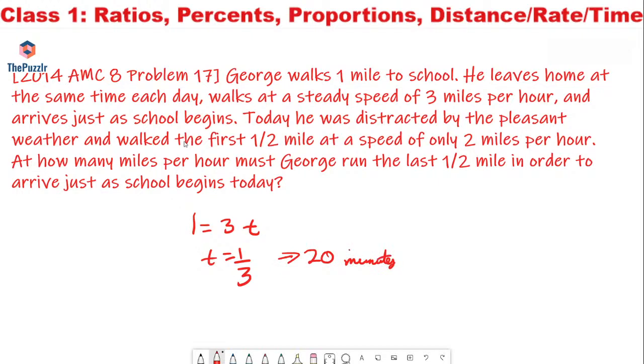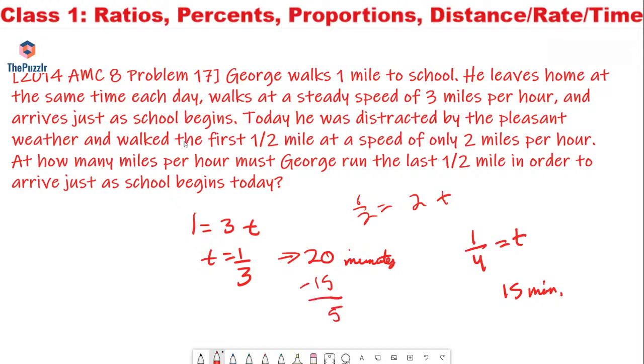And today he was distracted, so he walked the first 1/2 mile at a speed of only 2 miles per hour. Well, 1/2 mile at a speed of 2 miles per hour, that is 1/2 equals 2 times t, or t is equal to 1/4, which is 1/4 of an hour, or 15 minutes. So 15 minutes have already passed by, and he's only walked 1/2 mile, right? So he has to walk another 1/2 mile. Subtract 15 minutes from here, and he only has 5 minutes left right now.